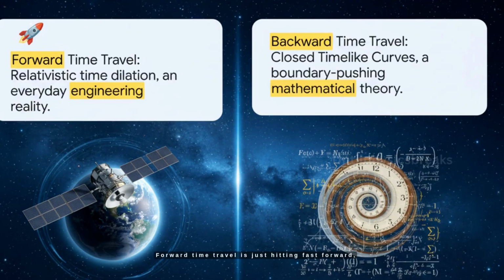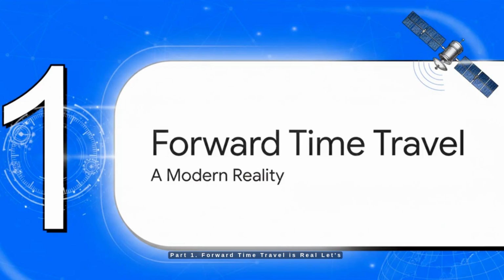Think of it like a video player. Forward time travel is just hitting fast forward, which is a proven reality. Backward time travel is hitting rewind, which in this case requires breaking the player itself. Part 1, forward time travel is real. Let's start with what we know actually works.